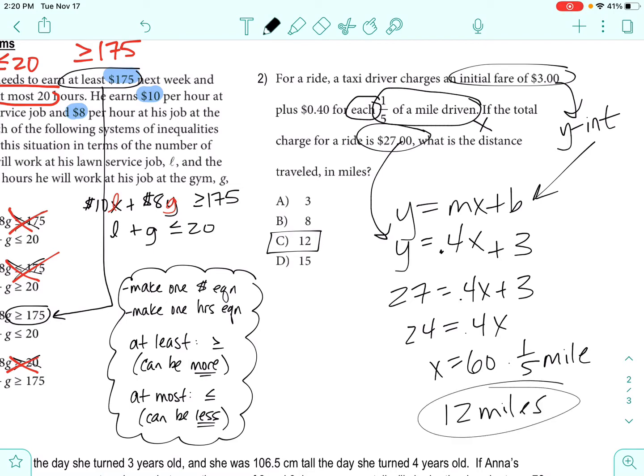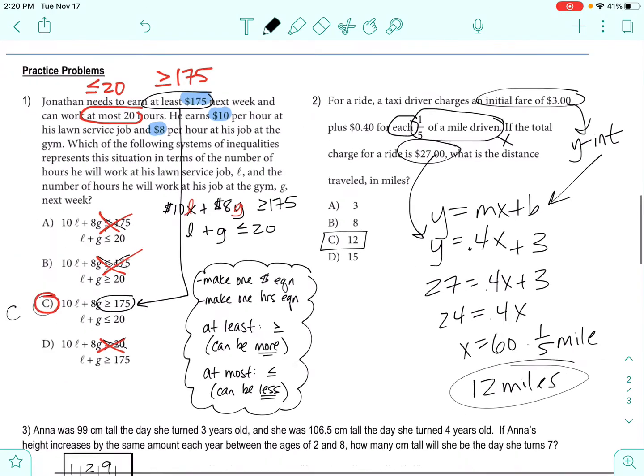So that's really common for the SAT to ask you a question about plugging in a y-intercept, figuring out the slope, but manipulating your answer because we have a fifth of a mile increments here, not full mile increments. So 12 miles.